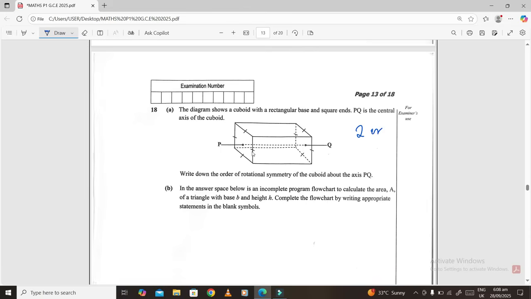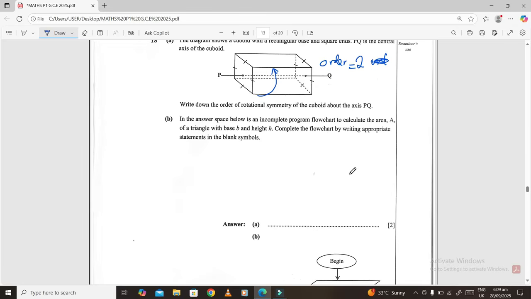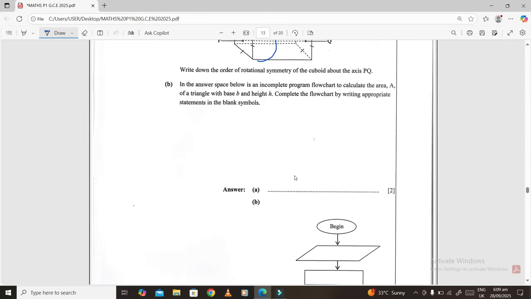So how many, when you rotate this, will it find itself? Will it find itself in its original shape? So if you rotate 90 degrees, it won't be the normal shape. You rotate again 180, it will find itself in its normal shape. You rotate again 270 degrees, it won't find itself. You rotate 360 to find itself. So the order of rotation is 2. So here we can write a 2. That's the order.